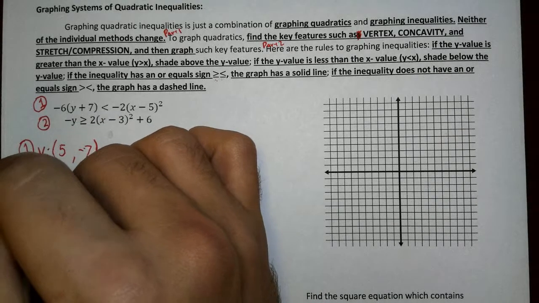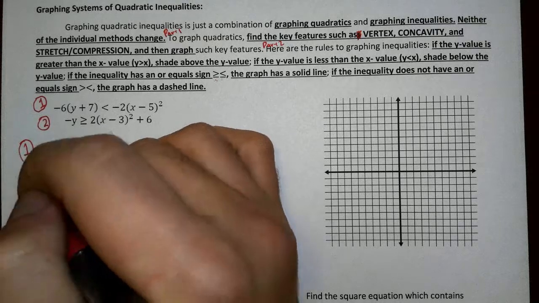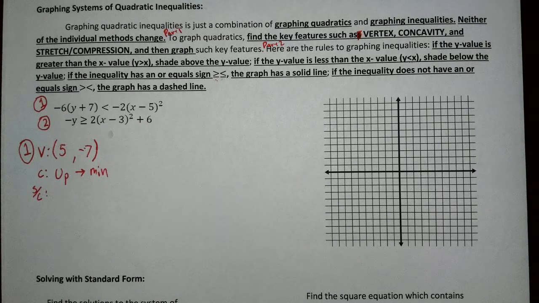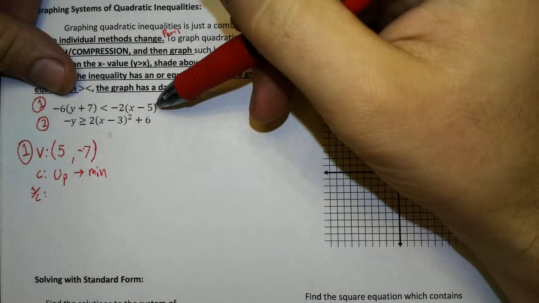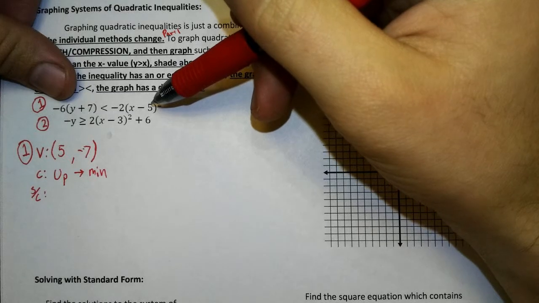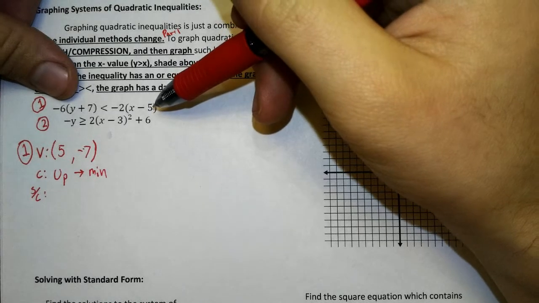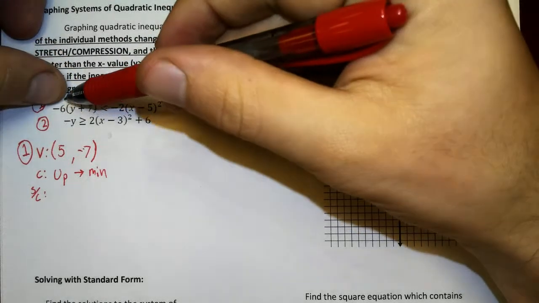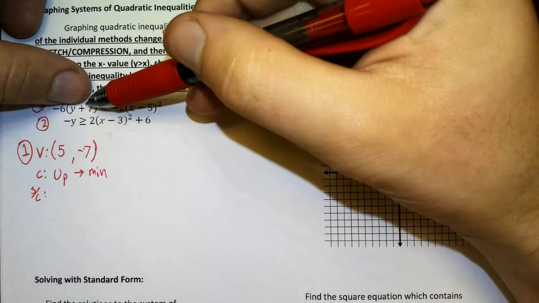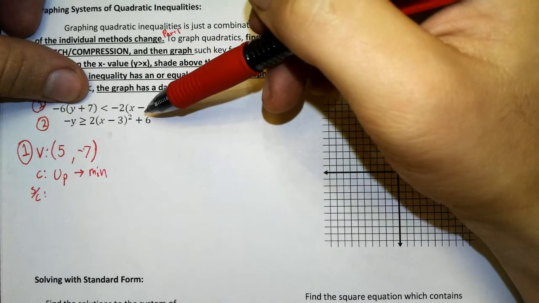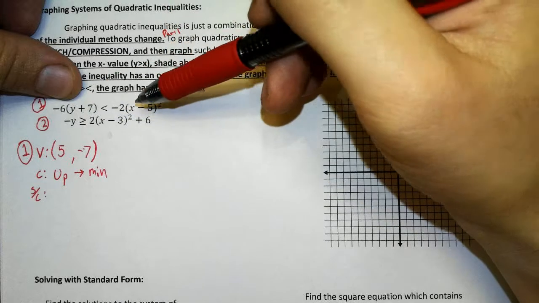Now we're going to look for our stretch / compression. Okay? Now, I can go ahead and logically reason through this and tell you that it's going to be a compression. Right? How can I do that? Well, I can see that I need 6 of my y's to equal 2 of my x's. Right? 6 y's to equal 2 x's.